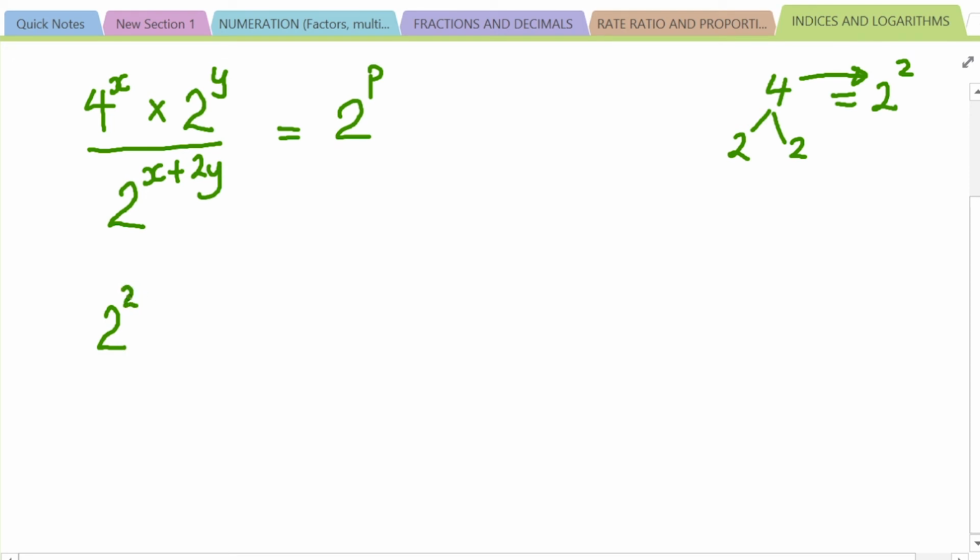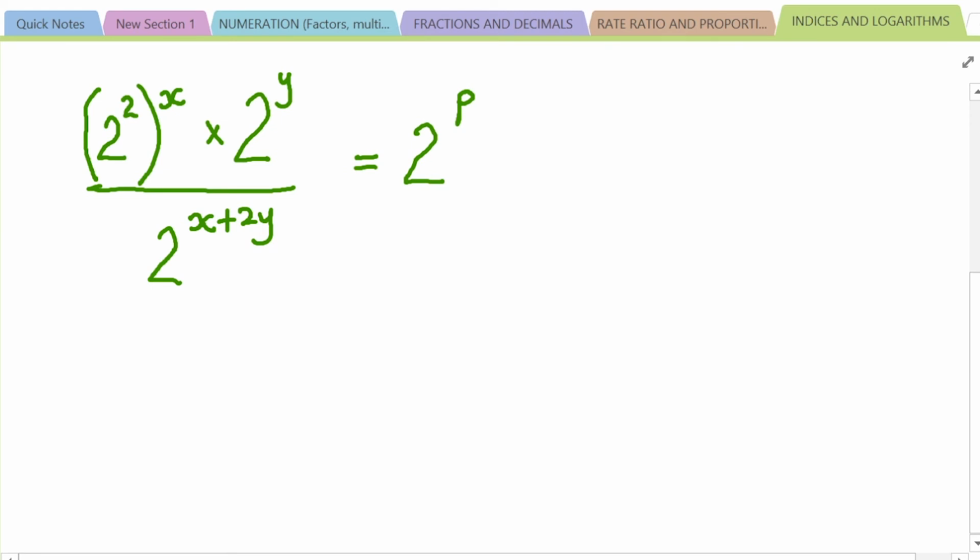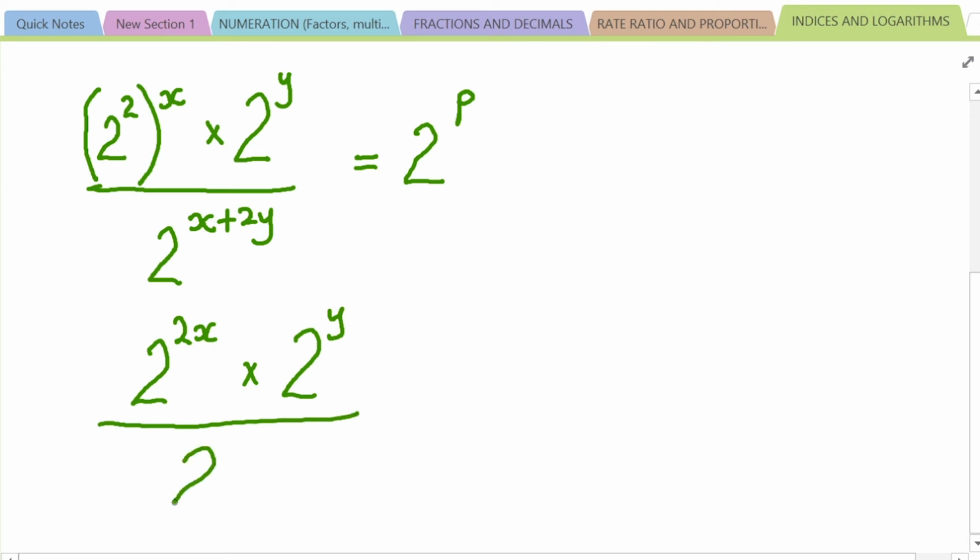That is like 2 squared to the power x times 2 to the power y, divided by 2 to the power x plus 2y, it's going to give us 2 to the power p. So we continue like that. This is definitely 2 to the power 2x. I am moving quite slowly, but it's okay. 2 to the power 2x times 2 to the power y, divided by 2 to the power x plus 2y, is going to give us 2 to the power p.